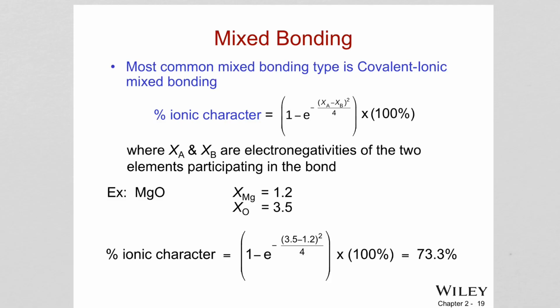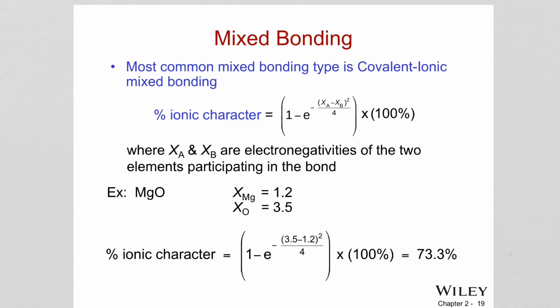And many bonds are mixtures of 2 or more types of bonds. Okay, so metals can experience metallic and covalent bonding at the same time. One example is tungsten. And especially, you guys know, tungsten has a very high melting point. It is because of the presence of covalent bonding in the structure. Another most common mixed bonding type is the covalent-ionic bonding type.